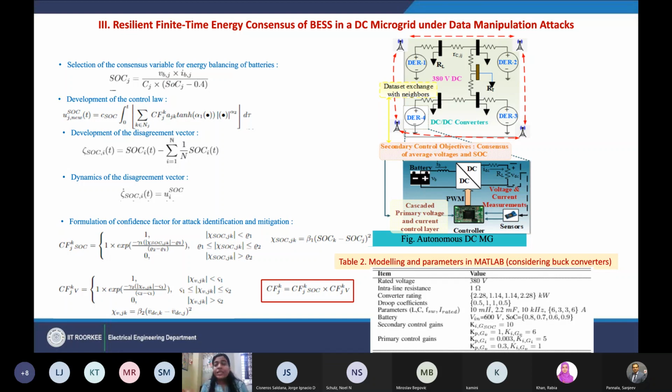But there is a trick here, a trap: if we take state of charge as the consensus variable, then there might be discharging and charging cycles between the batteries in a battery pack because of different SOC levels. So we have taken a modified version of SOC, represented by the capital SOC_j, and we have tried a consensus operation on this state of charge variable. The modeling parameters here are mentioned in table 2.